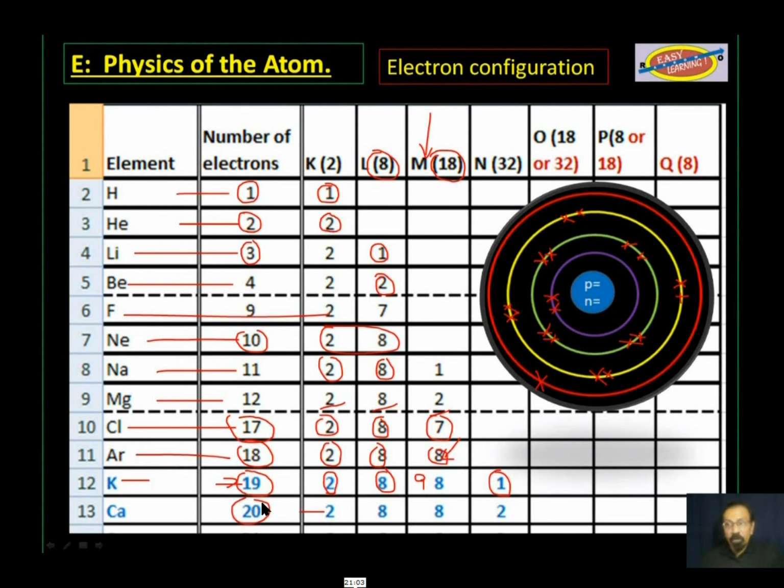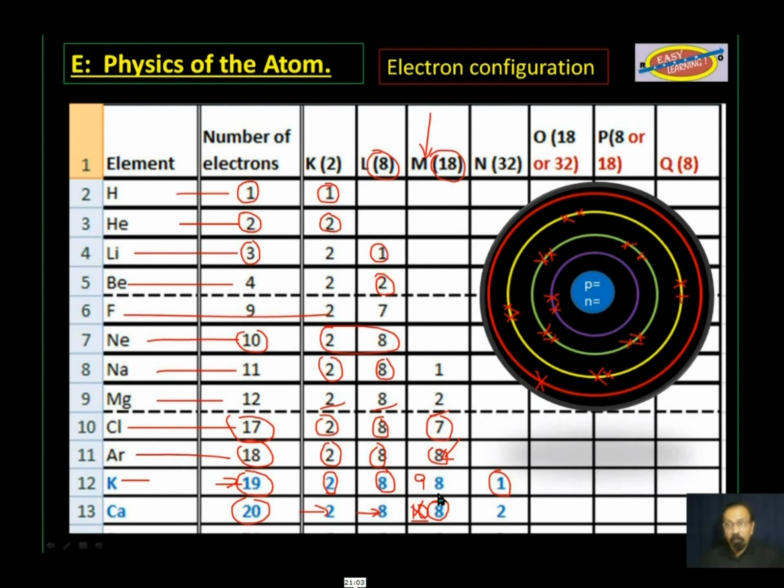With 20 electrons, you have 2 in the first shell, so far so good, 8 in the second shell, so far so good. But since the third shell can take 18 electrons, you would expect that this third shell, this yellow one here, should have 10. But that is not the case. The third shell has only 8, not 10.